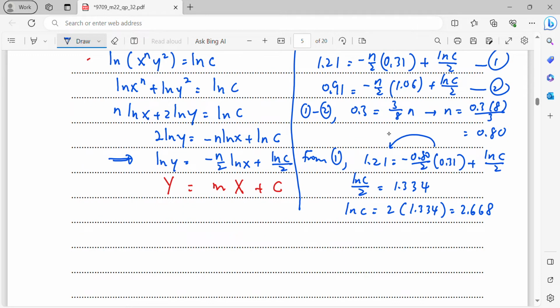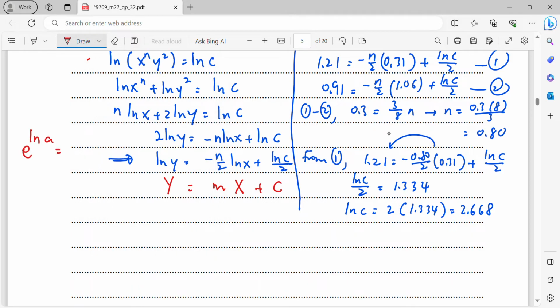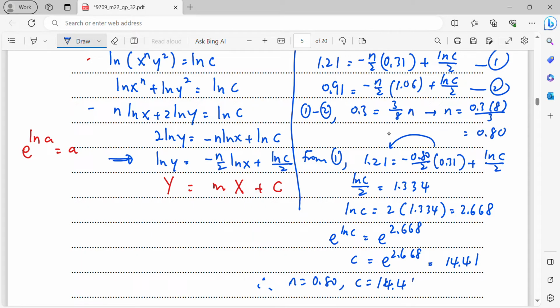To get the c, we have a formula. To eliminate the ln, I will just take e both sides, because e to the ln a is a. So now I will take e both sides. So e to the ln c is e to the 2.668. Then e to the ln c is going to be my c. So my c is e to the 2.668. And now just calculate this value correct to 2 decimal places. That will be 14.41. Therefore, my n is 0.80 and c equals 14.41. So that's the solution of this question.